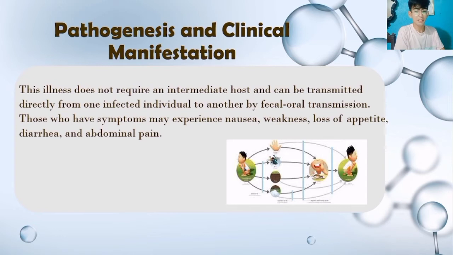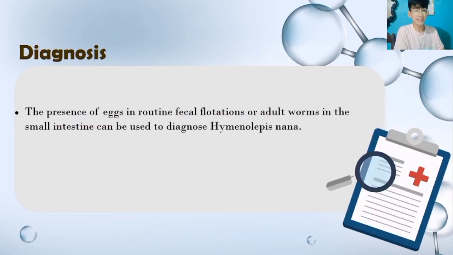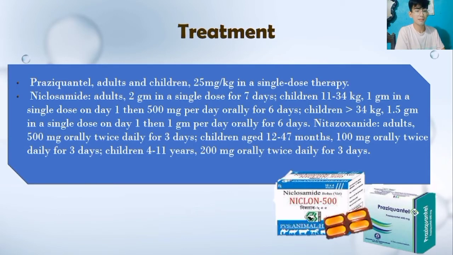Those who have symptoms may experience nausea, weakness, loss of appetite, diarrhea, and abdominal pain. Diagnosis: the presence of eggs in routine fecal flotations or adult worms in the small intestine can be used to diagnose Hymenolepis nana. Treatment includes praziquantel in adults and children at 25 milligrams in a single dose therapy.